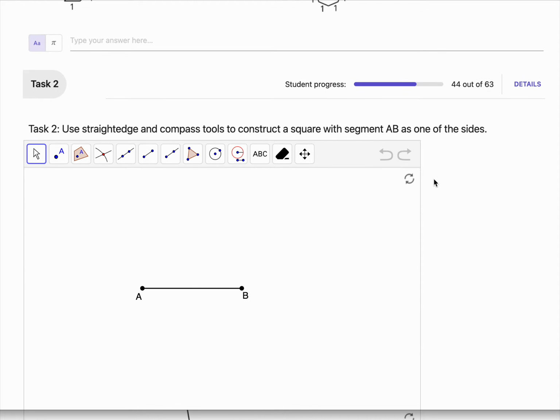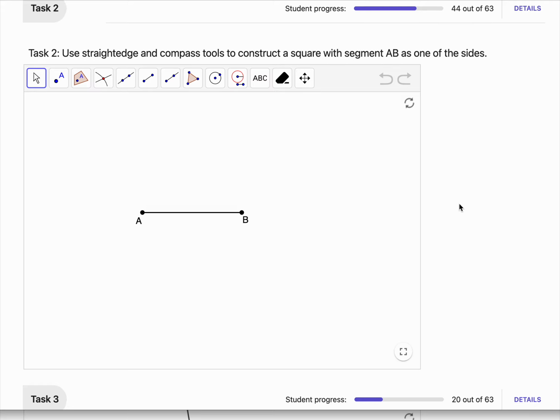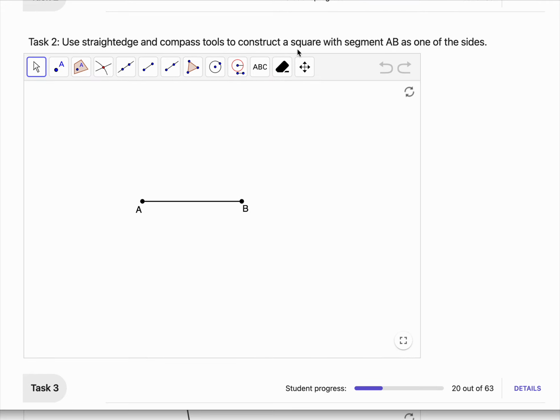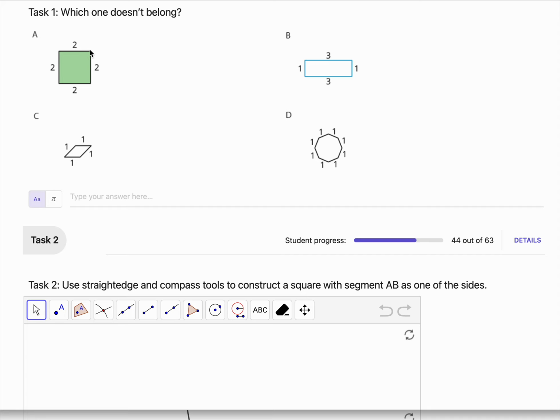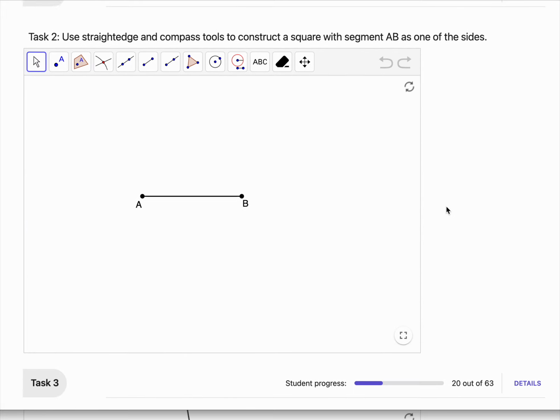All right, so great. Okay, it says use straight edge and compass tools to construct a square with segment AB as one of the sides. So we know that all squares have 4 sides. And just like up here, all 4 sides have to be equal in length, and they have to be right angles, right? This is not a square, obviously. So here we go.